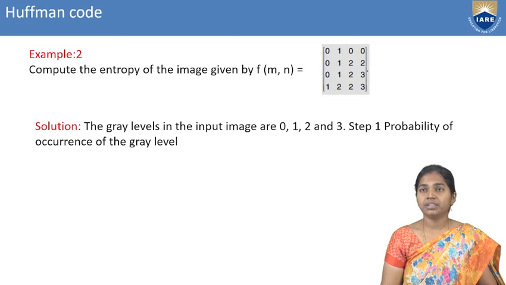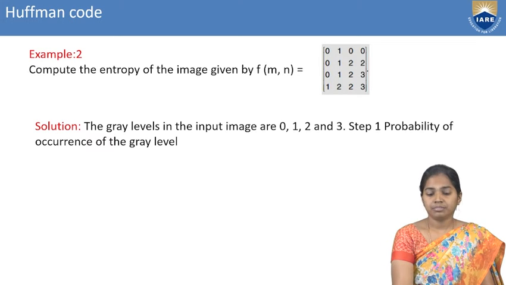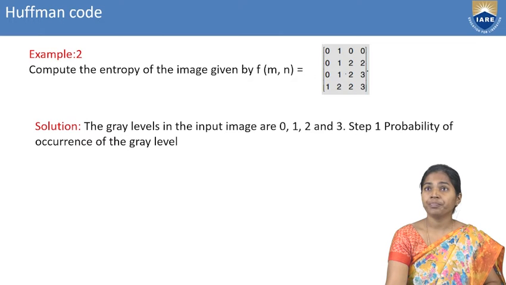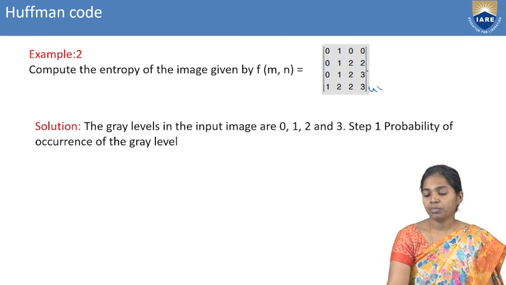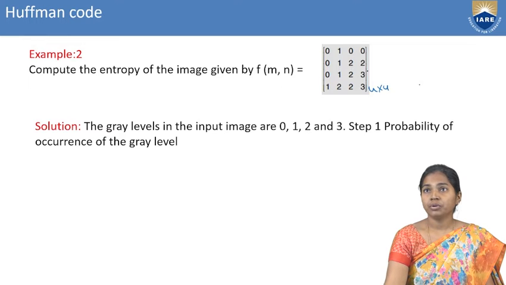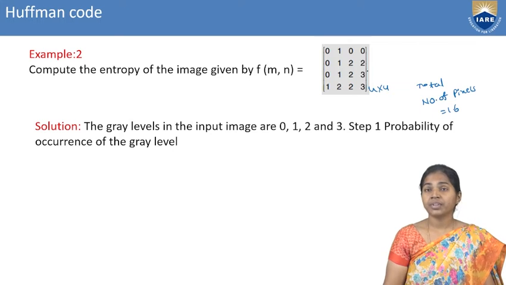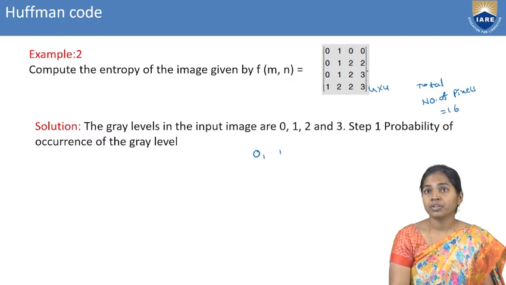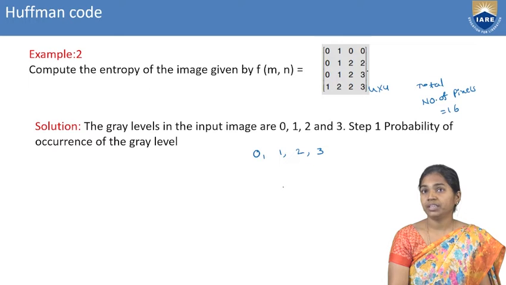And one more example here. In this example, compute the entropy of the image given by f of m comma n. The image is 4 by 4. In this, the total number of pixels is 16. In this image, the gray levels are 0, 1, 2, 3.